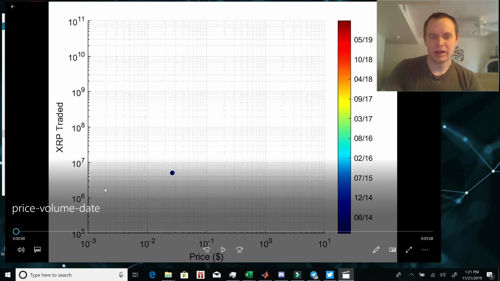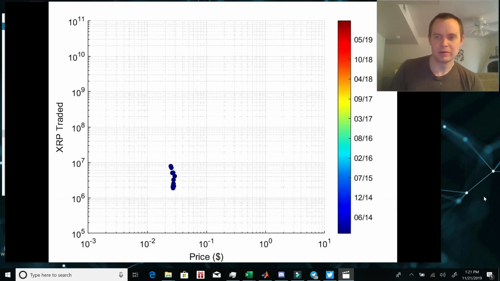Today we're going to be looking at the total number of XRP traded versus price with a color-coded time dimension. I'm going to go ahead and start playing it because it does take about 5 minutes to play. XRP has been around for quite a long time, and so there's a lot of data points to go through here. So what we're showing, again, is XRP traded versus price.